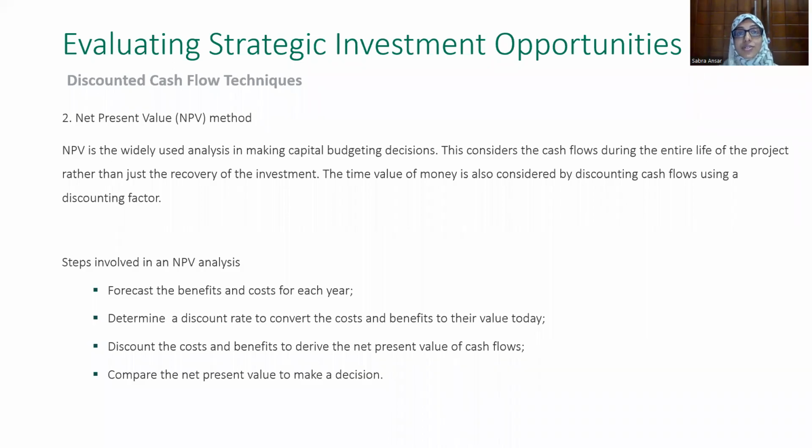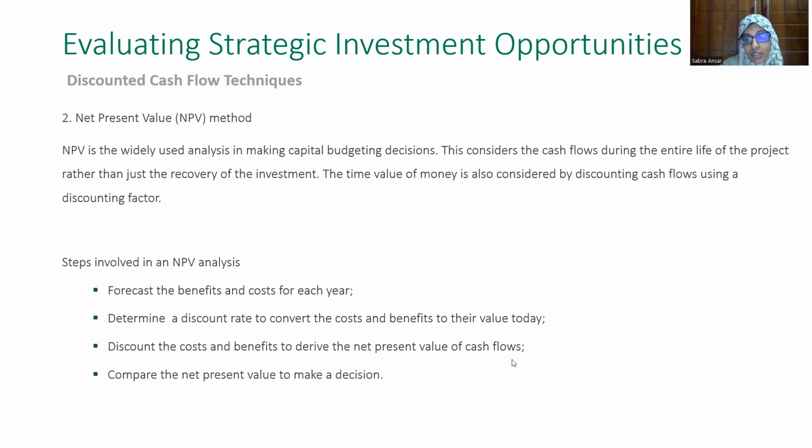Hi everyone. So today is our sixth session for strategic financial management. And last week we were talking about evaluating strategic investment opportunities. So basically, we covered the non-discounted cash flow methods and then moved on to discounted cash flow methods.